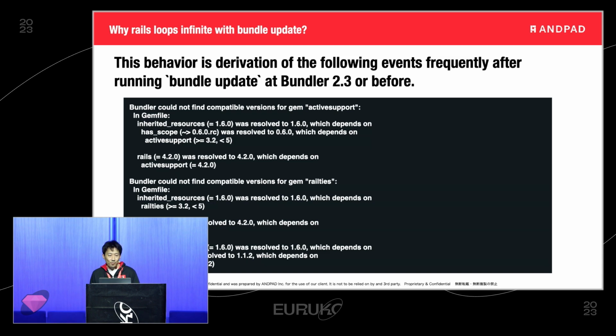For example, past versions of Bundler used a library called Molinillo as a resolution engine. Molinillo can easily fall into infinite loops with complex dependencies such as Rails and Rails-related libraries in your Rails application. Rails depends on Rails components like this, so it's caused by infinite loops. So I strongly recommend using Bundler 2.4 or higher.